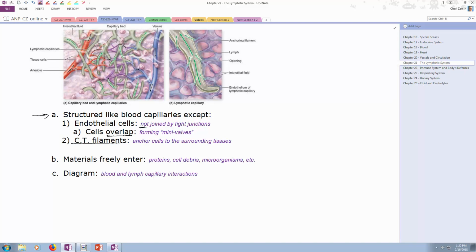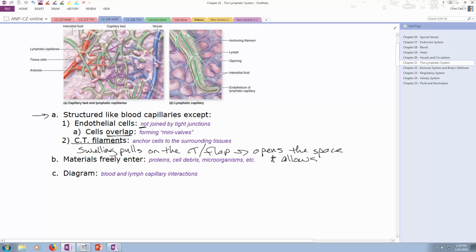Also, attached to these endothelial cells are some connective tissue filaments which will anchor the endothelial cells to the cells in the surrounding tissues. And so when we get swelling due to increased fluid, the swelling pulls on the CT and flap area of our lymphatic capillaries, causes opening, opens the space, and allows free entry of fluid and anything that's also in the fluid.